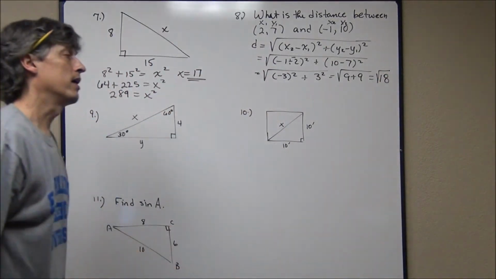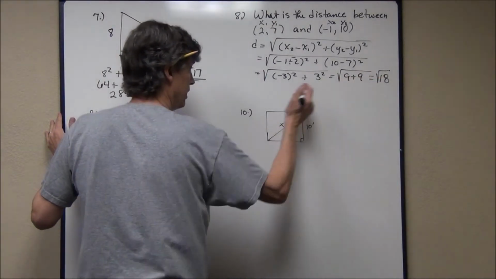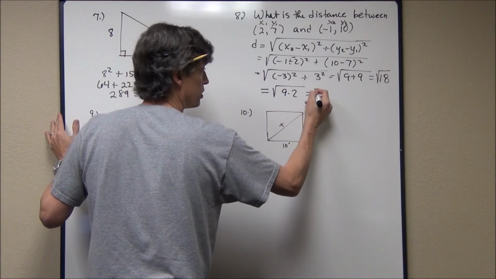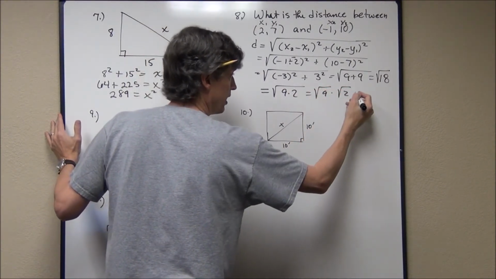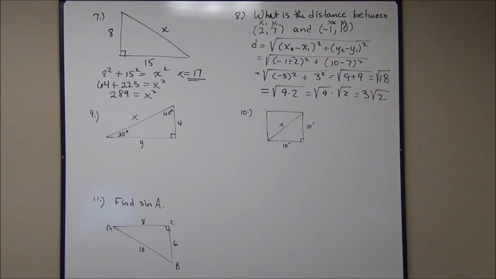Now, they might ask for it to be in simplest form. The square root of 18 has a perfect square factor of 9. This is the same thing as 9 times 2, or the square root of 9 times the square root of 2, and that of course is 3 times the square root of 2. So that would be simplest radical form. If you just punch that in on your calculator, it's going to come out to be 4 point something, and it's going to give you a decimal approximation. It's going to be very difficult to match it on a multiple choice test.